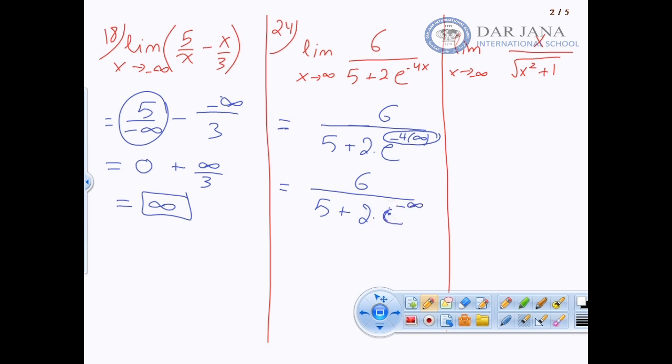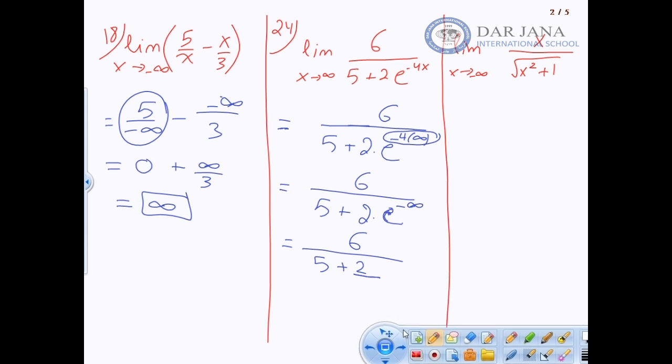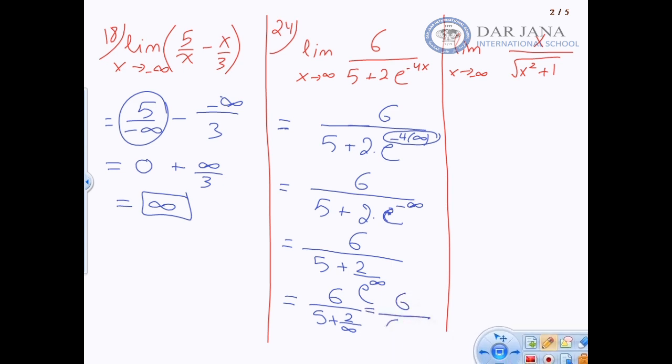e power negative infinity. You know, any number with a negative exponent, we can put it in the denominator. So it's going to be e power infinity. Number over e power infinity. So 6 over 5 plus 2 over infinity. 2 over infinity is going to be 0. So it's 6 over 5 plus 0, and the final answer is going to be 6 over 5. Now, I think this is number 26. This is number 26.